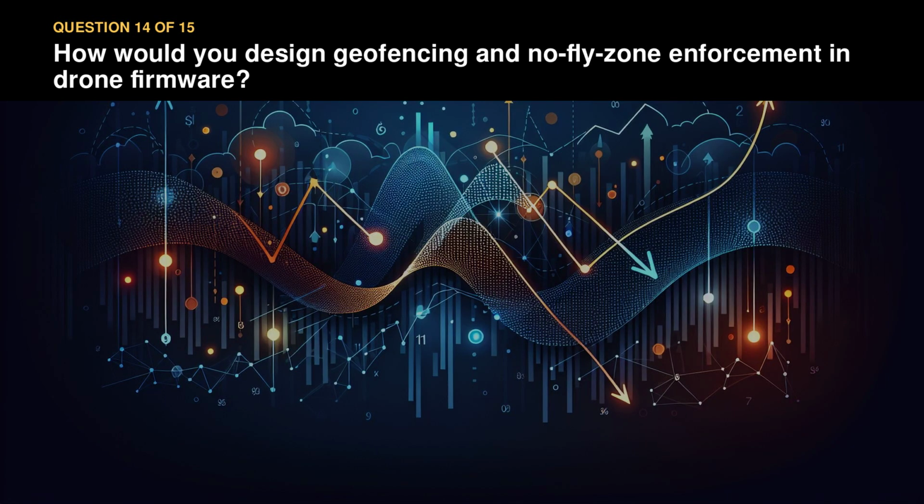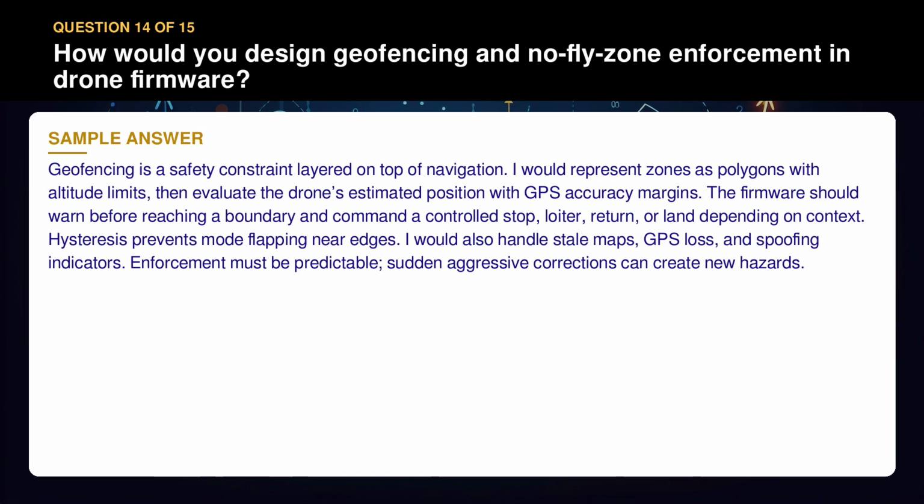Question 14. How would you design geofencing and no-fly zone enforcement in drone firmware? Geofencing is a safety constraint layered on top of navigation. I would represent zones as polygons with altitude limits, then evaluate the drone's estimated position with GPS accuracy margins. The firmware should warn before reaching a boundary and command a controlled stop, loiter, return, or land, depending on context. Hysteresis prevents mode flapping near edges. I would also handle stale maps, GPS loss, and spoofing indicators. Enforcement must be predictable. Sudden aggressive corrections can create new hazards.